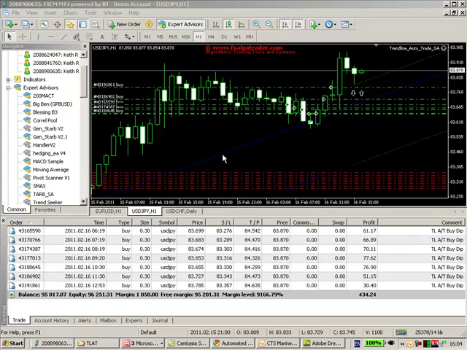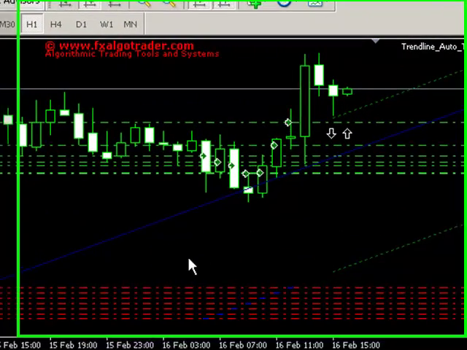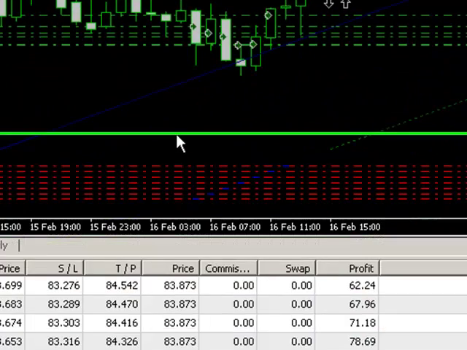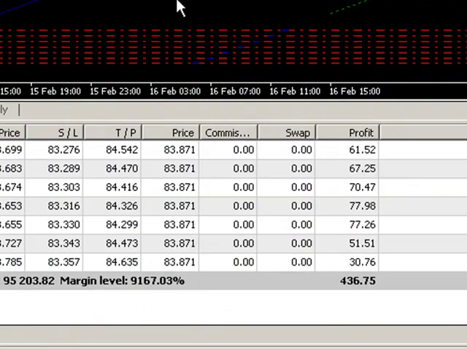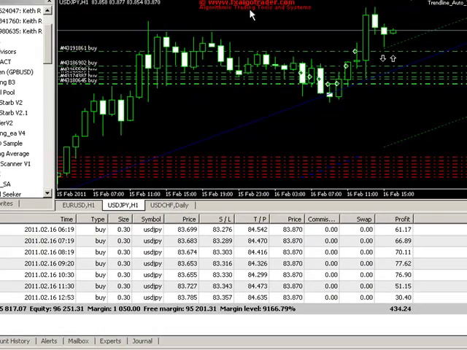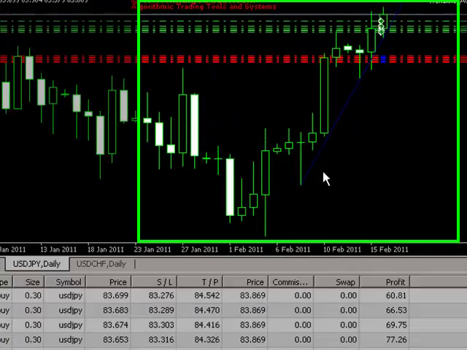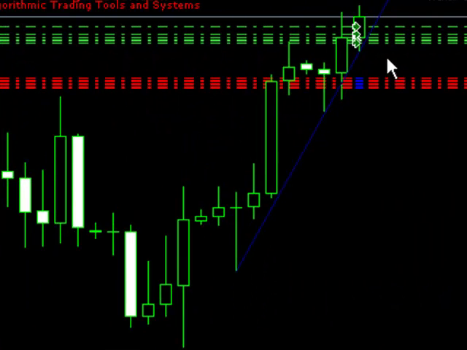Hi traders, this is an example of the automated trendline trading system on the dollar yen. Again, some dollar strength has created quite a few opportunities over the last 24 to 36 hours. Let's just go to the daily chart on the dollar yen. You can see here I drew a fairly aggressive trend line and designated it as an uptrend.